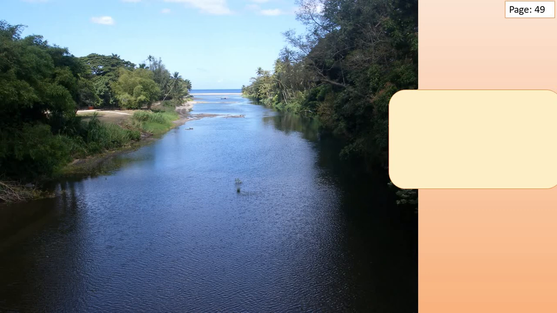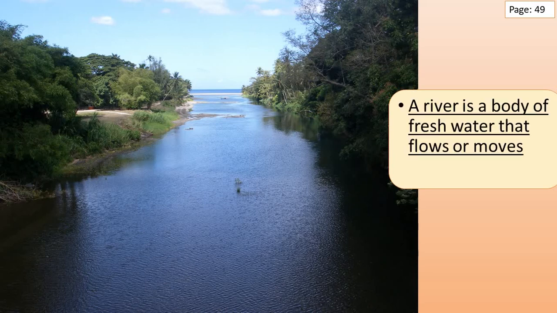Interesting. Let's see the next picture. Here, what can you see? It's a body of water. It's not wide, but it's long. What do you think this body of water is called? It's a river. Excellent, grade 2. A river is a body of fresh water that flows or moves.